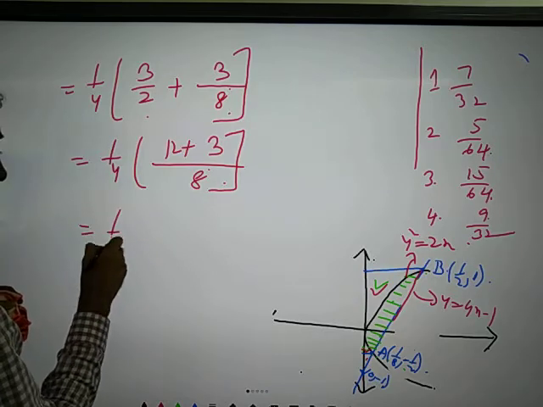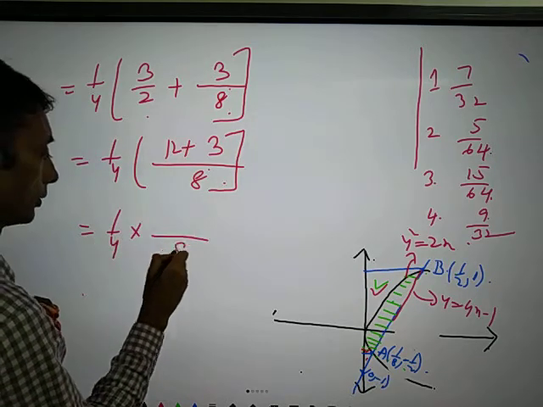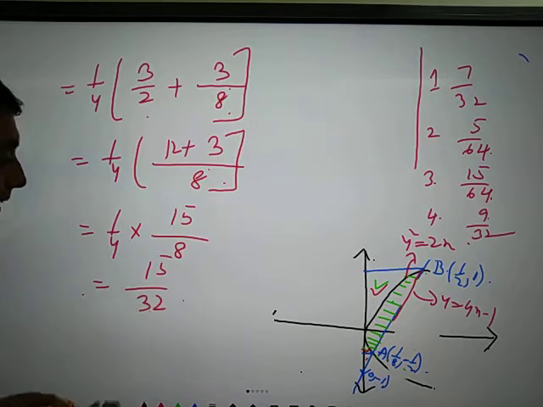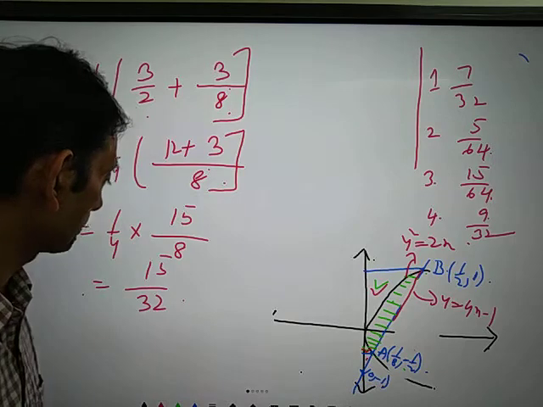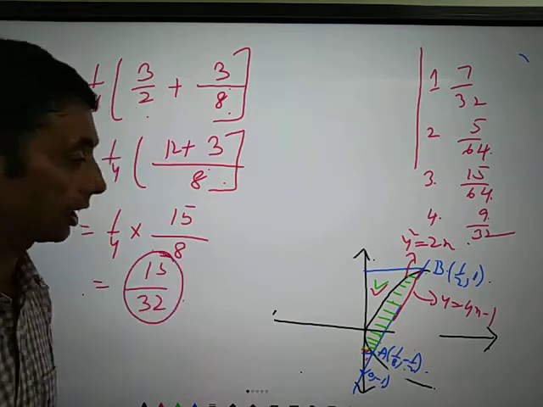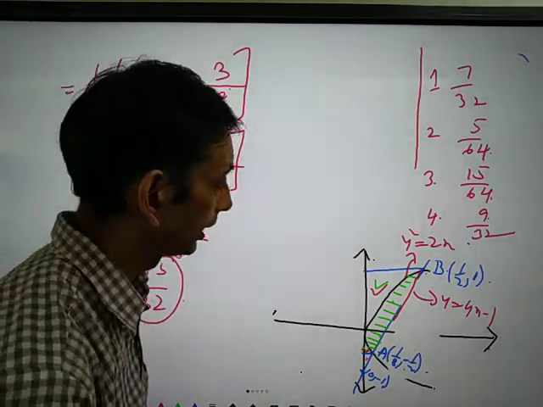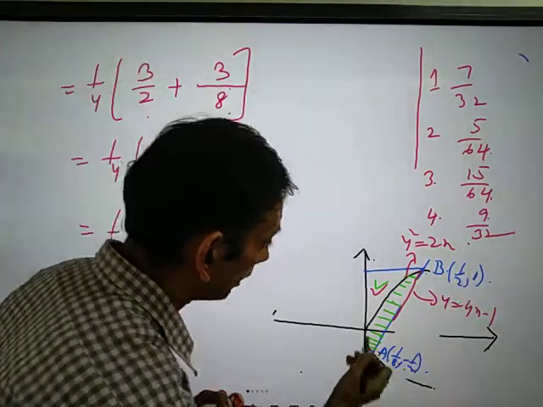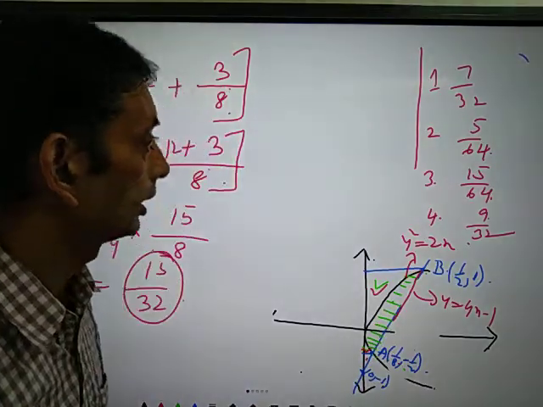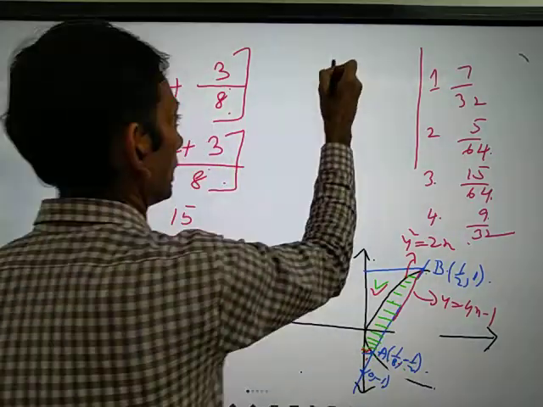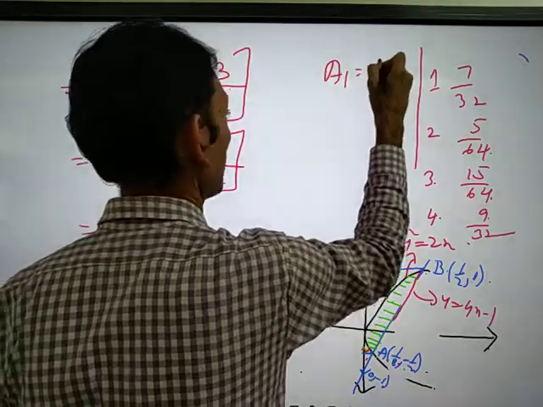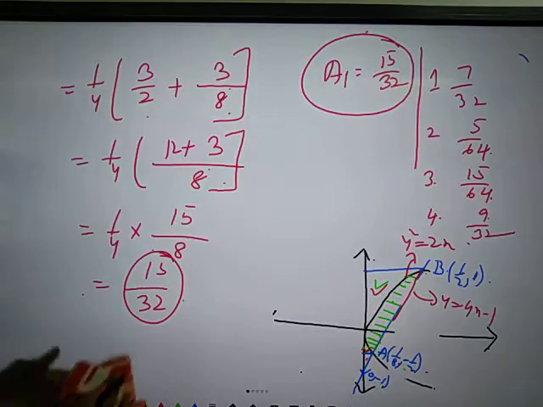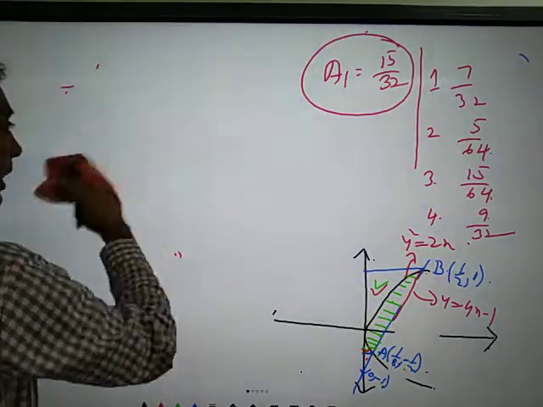So 1 by 4 into 8 is 15. So this gives us 15 by 32, that is A1. Then what you need to do is, again, integrate from minus up to 1 along the parabola. Just write this area A1 value we got as 15 by 32.